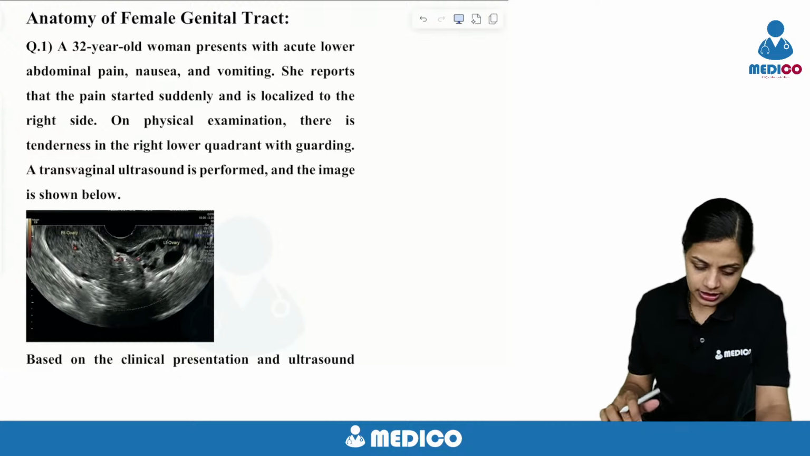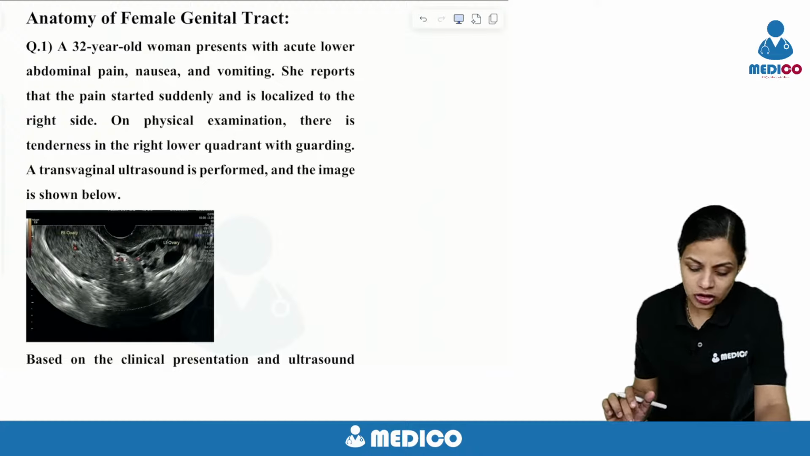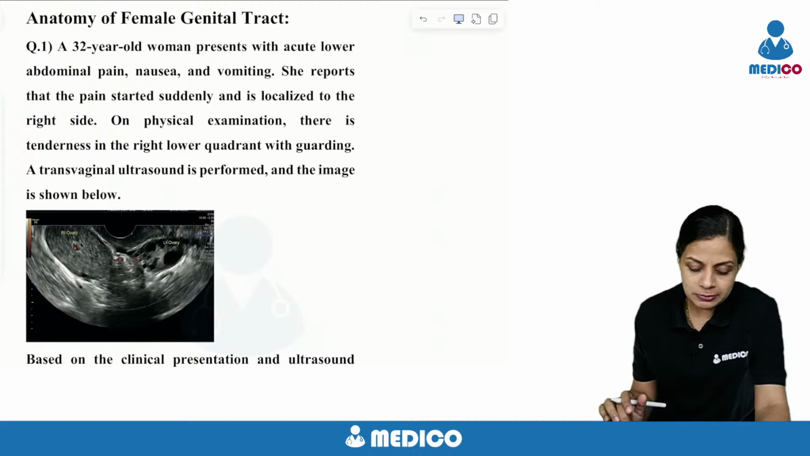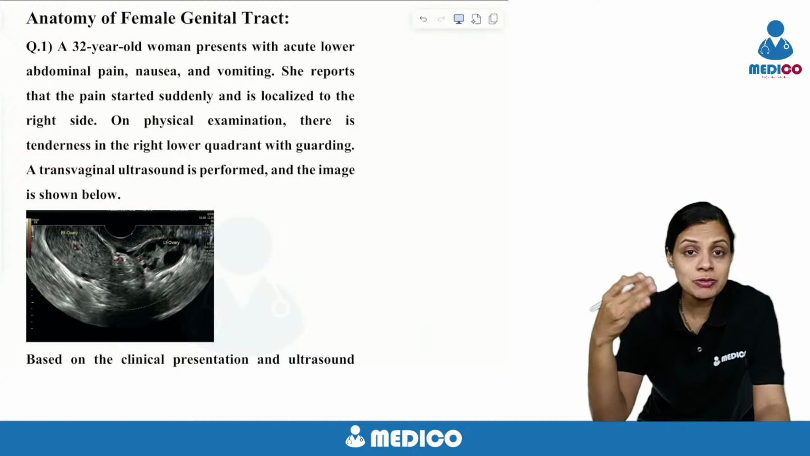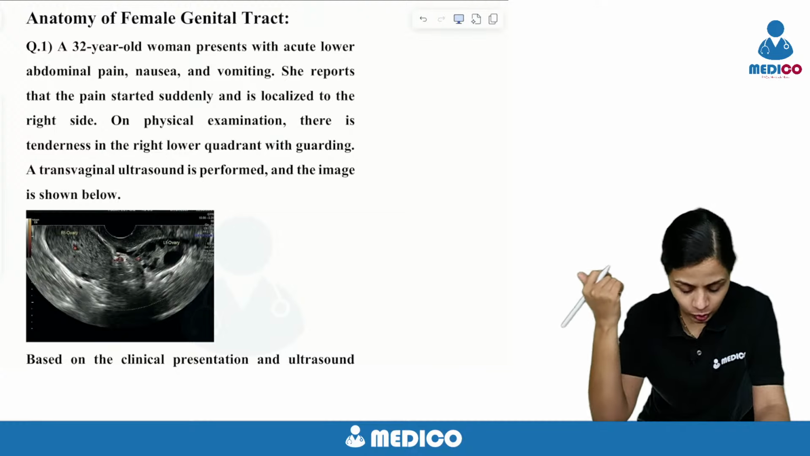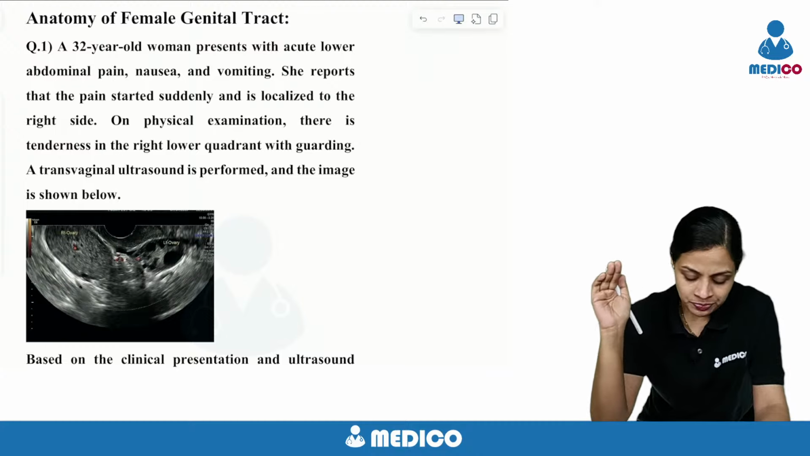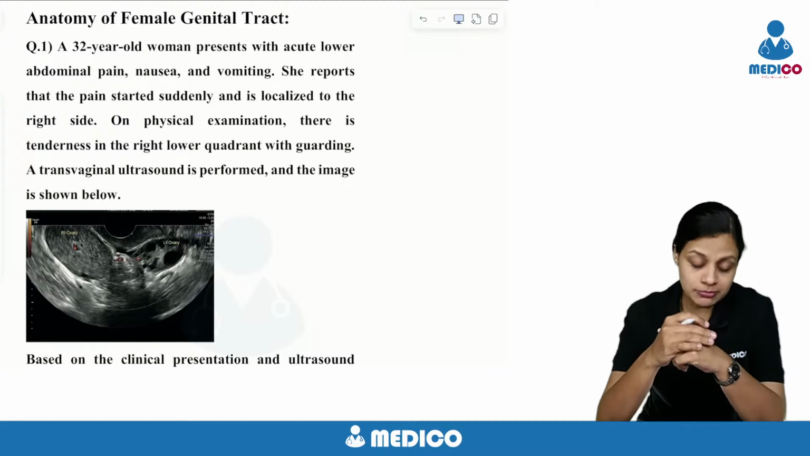Okay. Next question. A 25-year-old woman presents to the gynecology department for her annual exam. She has no complaints and reports regular menstrual cycles. During the pelvic examination, the physician notes that the uterus is anteverted and palpable through the anterior vaginal wall. The examination findings are consistent with the normal anatomy. Which of the following best describes the normal position of the uterus in most women?